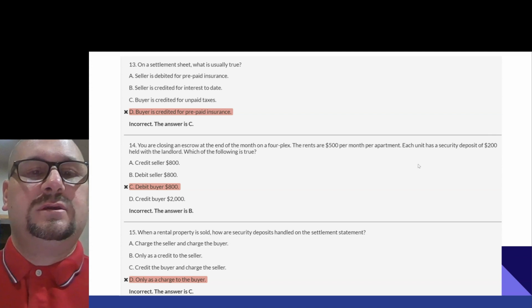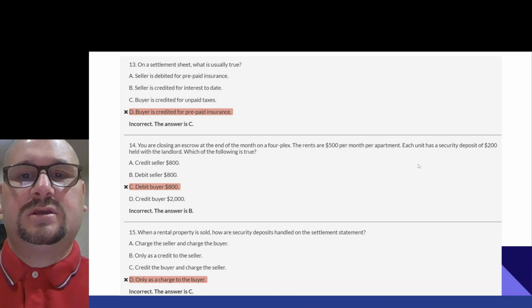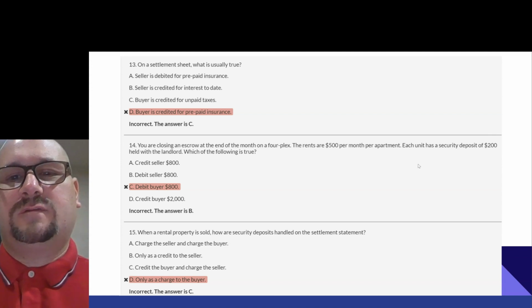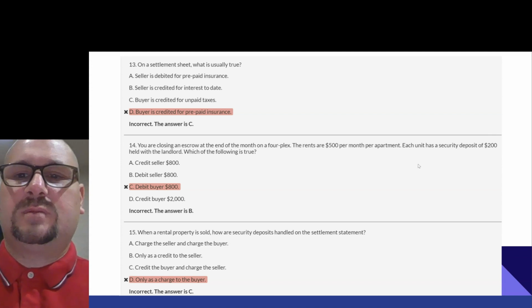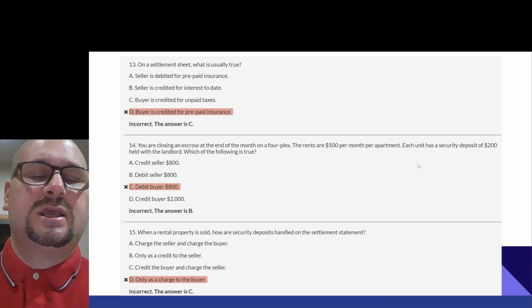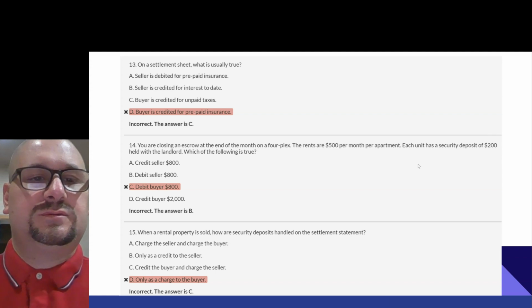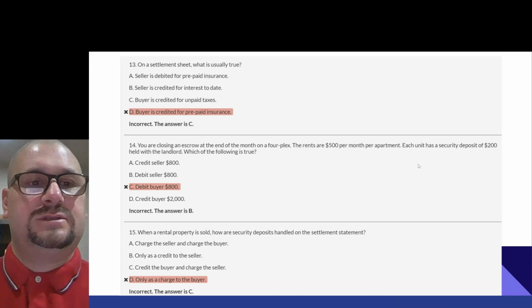You are closing an escrow at the end of the month on a fourplex. The rents are $500 per month per apartment. Each unit has a security deposit of $200 held with the landlord. Which of the following is true? Bravo. Debit the seller $800.